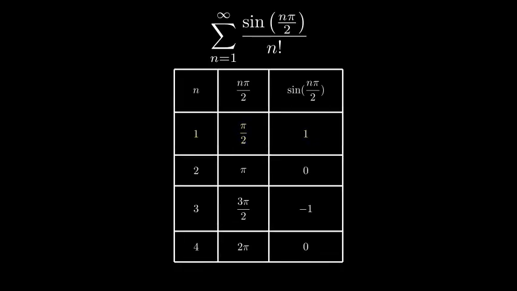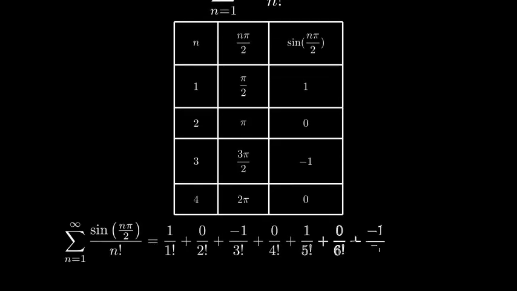When n equals 2, we get sine of pi, which equals 0. When n equals 3, we get sine of 3 pi over 2, which equals negative 1. When n equals 4, we get sine of 2 pi, which equals 0. This pattern repeats every 4 terms.